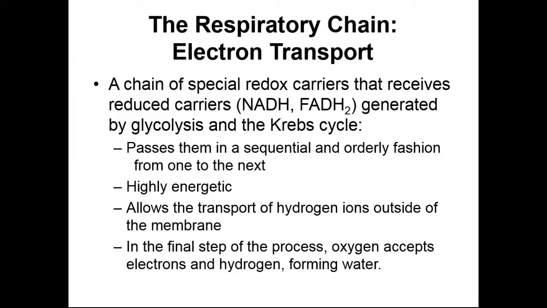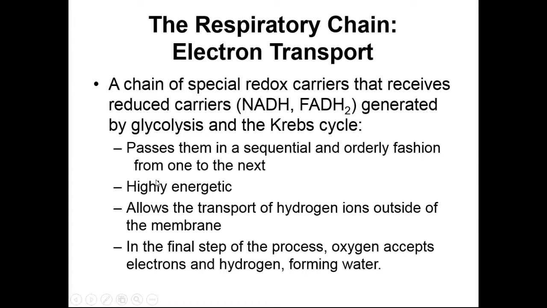Where do we send those high energy electrons? We send them to the Electron Transport Chain. The Electron Transport Chain, also known as the respiratory chain, is a series of special carriers that are embedded in a membrane. These special carriers are going to need those high energy electrons that are carried by the NADHs and FADH2s. We generate NADH and FADH2s during the glycolysis pathways and the Krebs cycle pathways.